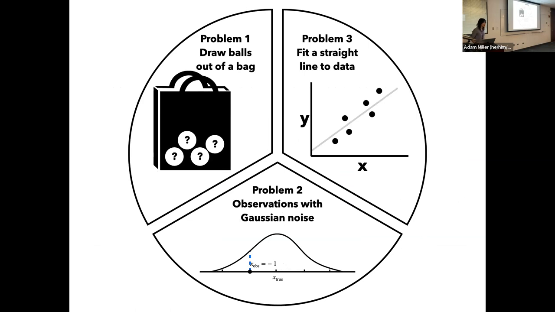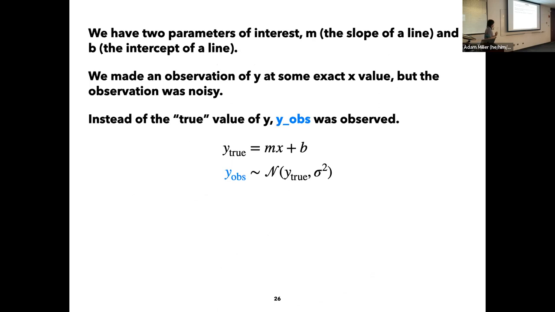Okay, let's work on the line example again. Hope that helps a little bit. We have two parameters of interest now, the slope and the intercept. And we made some observation of the y value for a data point at some exact x value. So for each x, we have some true value of y. And now our observation on y is noisy again. So instead of y true, we observe y observed.